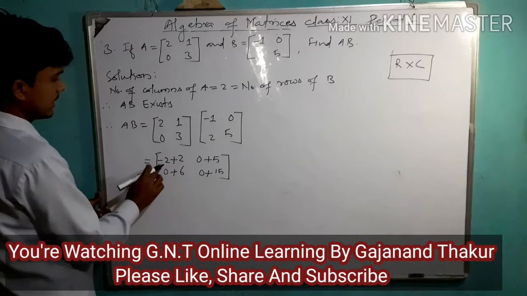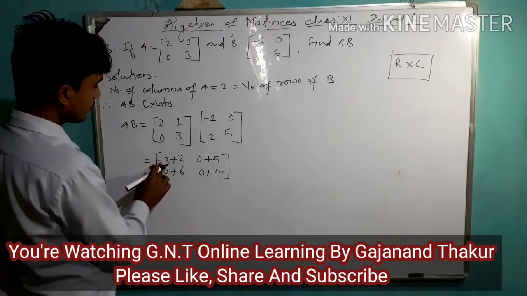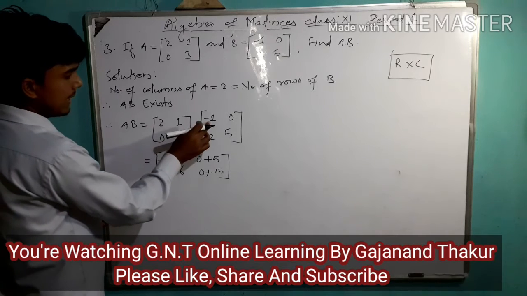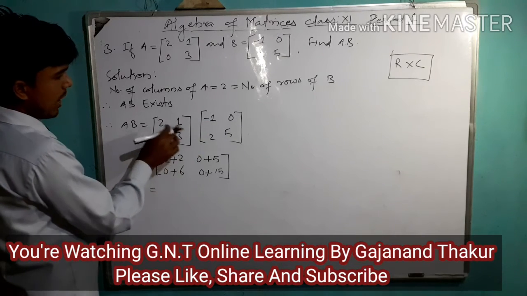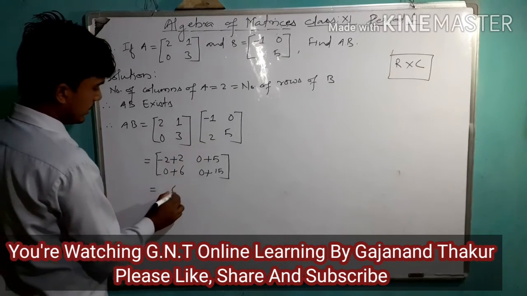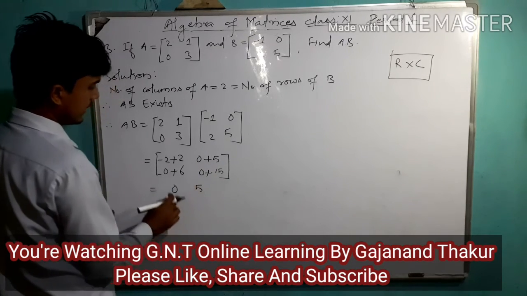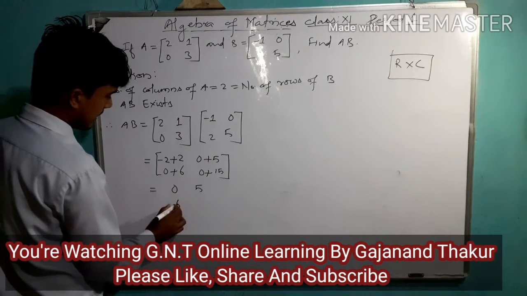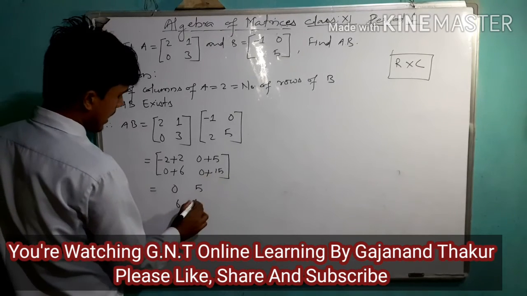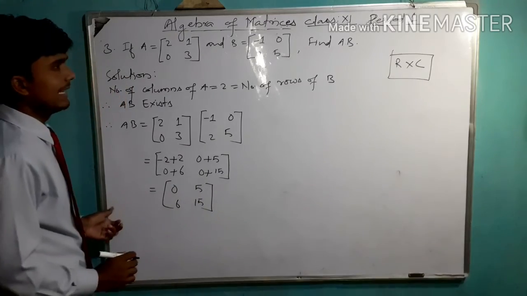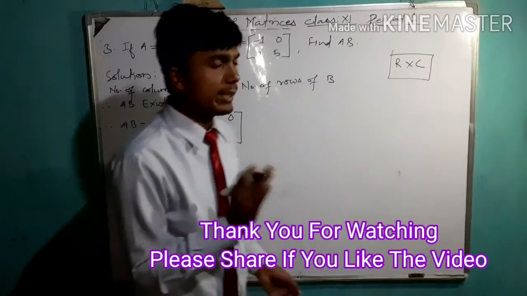So let's solve this. This is how we got minus 2 and plus 2: 2 into minus 1 we have got minus 2 and 1 into 2 we have got 2. So it will be 0, right? Now here 0 plus 5 will be 5. Now 0 plus 6 will be 6 here and 0 plus 15 will be 15 here. So this is the process we follow to multiply, how we multiply row into column.